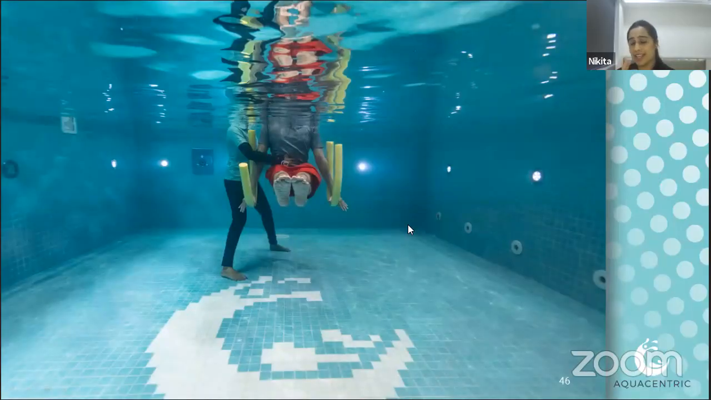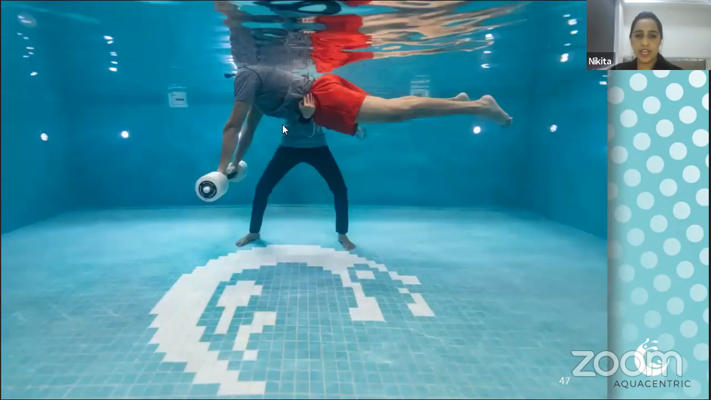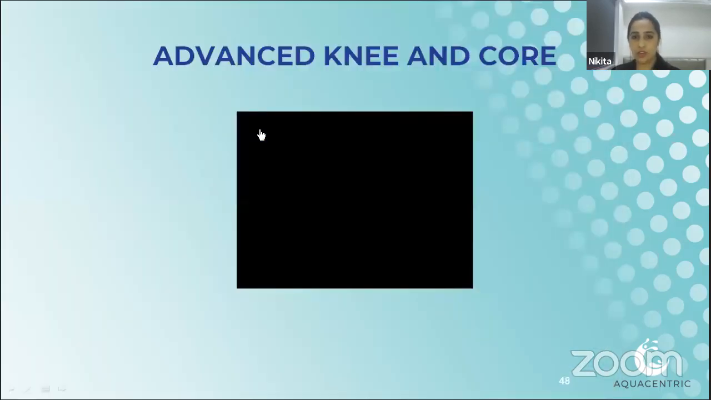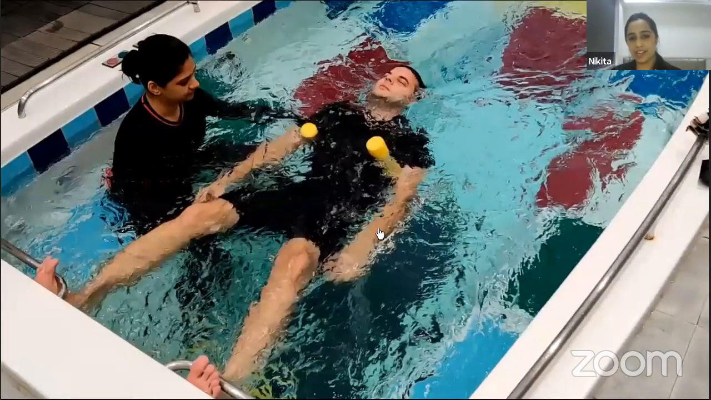Core muscles: we emphasized previously how important the core muscles are, so that is how we challenge your core muscles. You get noodles, and here you need a lot of core to sustain this position. As you increase the buoyancy of the object, you increase the force coming up, and it's very difficult to take that buoyant object down. Again, challenging your core. So this is your advanced knee and core.